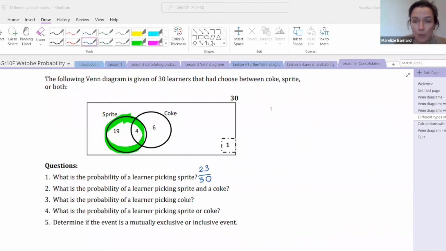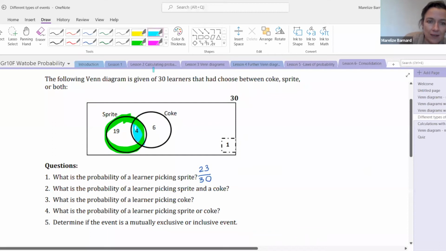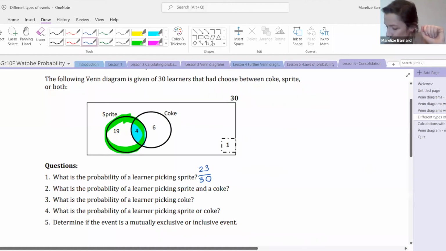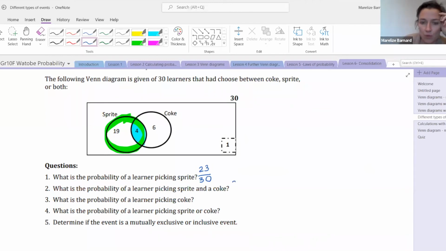And you like both Sprite and Coke. So where are we looking for that? We're looking here in the intersection. That is where and sits. Sprite and Coke is 4 over 30, which we are going to simplify as a fraction because you have to simplify your fractions for probability. That's 2 over 15. Right. It's 2 over 15, guys. It's the people in the middle that I've highlighted in blue. What is the probability of a learner picking Coke? Now, think carefully before you do this one.